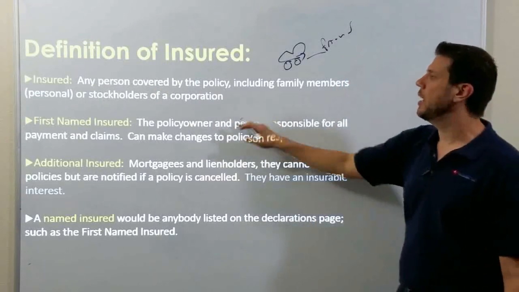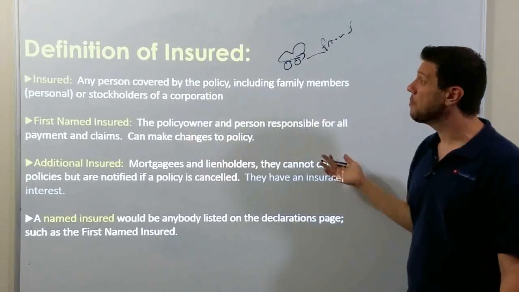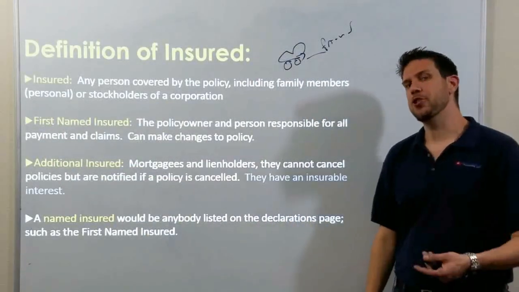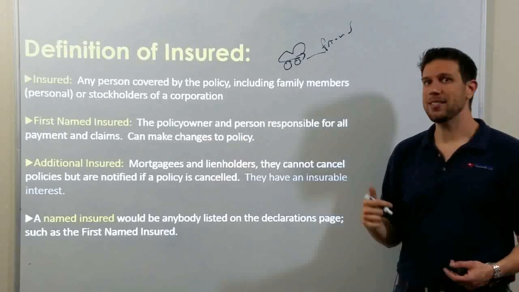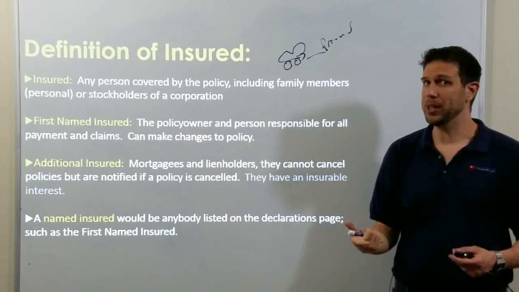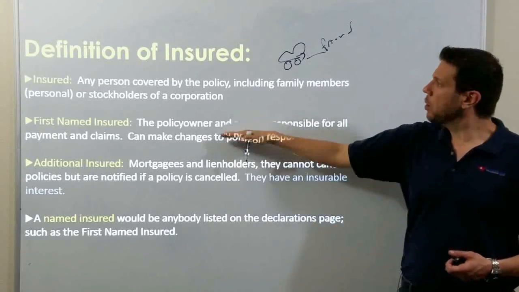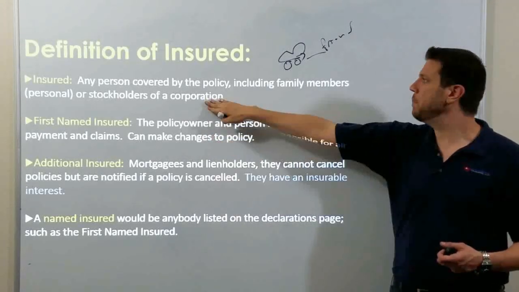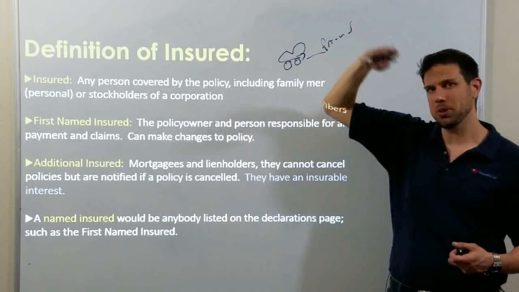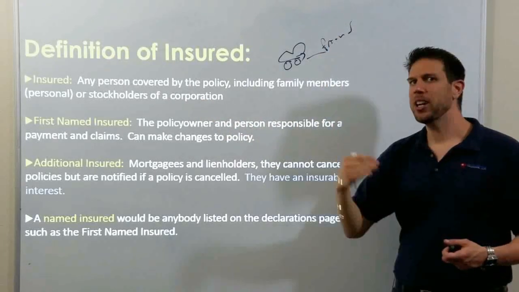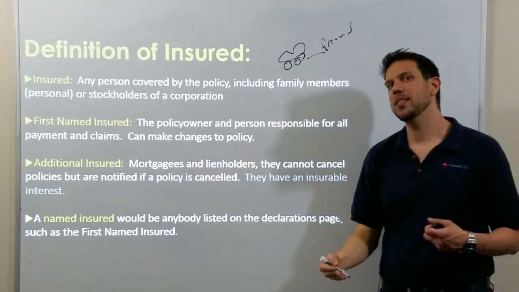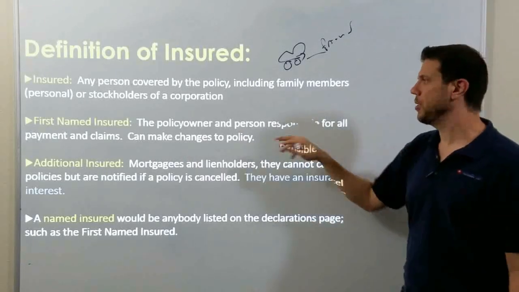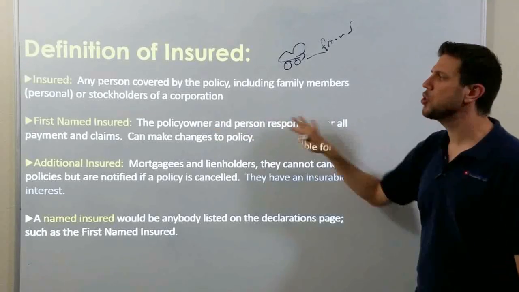The first named insured is the person whose name comes first. The first named insured is the policy owner, and that's the one who has to pay the bill. That's the one who can cancel it. In personal insurance, like home and auto, first named insured doesn't really matter. But in business insurance, you could have multiple subsidiaries. So whichever company comes first on the policy, that's the actual owner of the policy. The first named insured is the only person who can make changes to a policy.